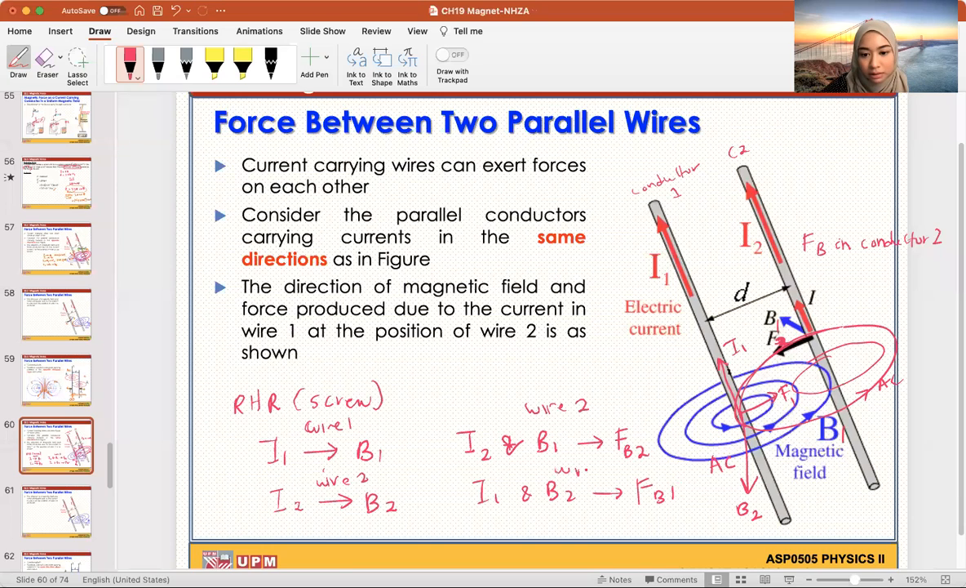This is wire 1. Okay, is everyone following me so far? Is this hard or is this okay? Any questions? So everyone's okay with this, okay? Okay. Right.